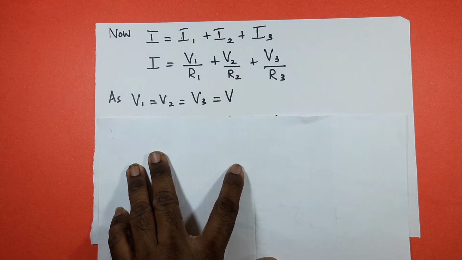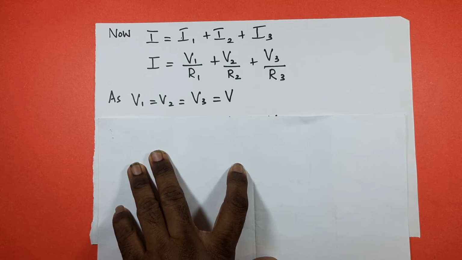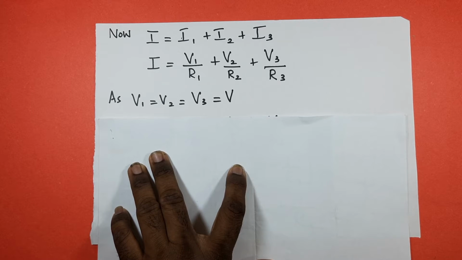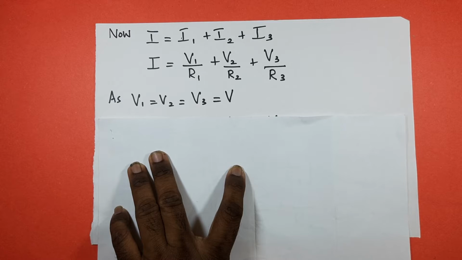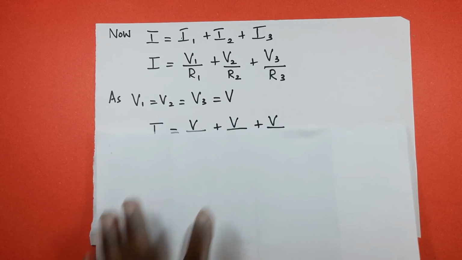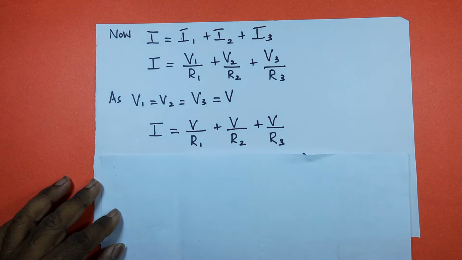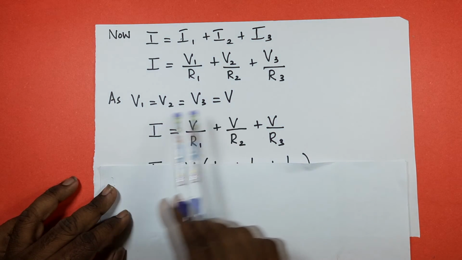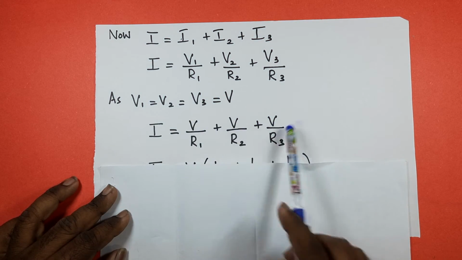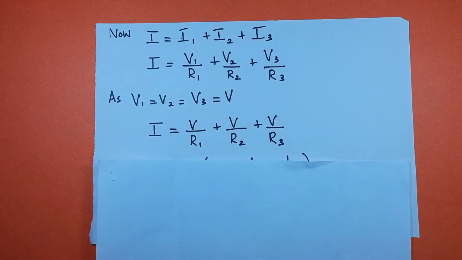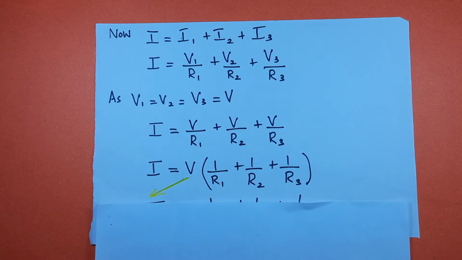Also we know that in a parallel circuit, V1 equal to V2 equal to V3 equal to V, where V is the source voltage or DC supply voltage. So instead of V1, V2, V3, we can put V. So I equal to V by R1 plus V by R2 plus V by R3. This V is common in the three terms on the right hand side, so you can take it outside.